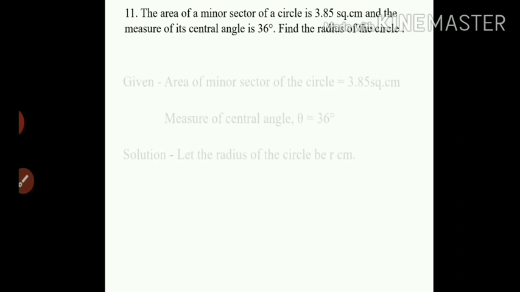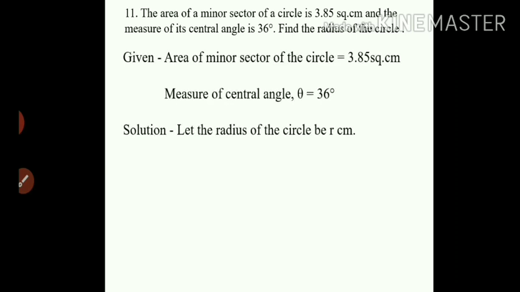Now question number 11: the area of the minor sector of a circle is 3.85 square centimeter. Here the area of the minor sector is given, and the measure of the central angle, that is theta, is 36 degree. We have to find out the radius of the circle. So first we will write the given part. Area of minor sector of a circle is 3.85 square centimeter. Measure of central angle, that is theta, is 36 degree.